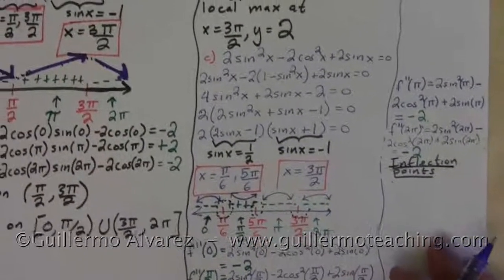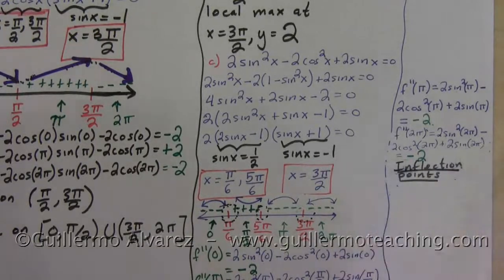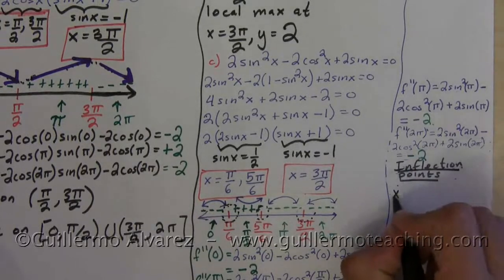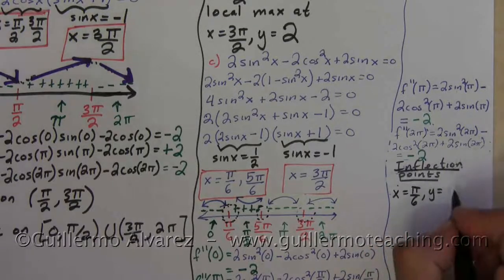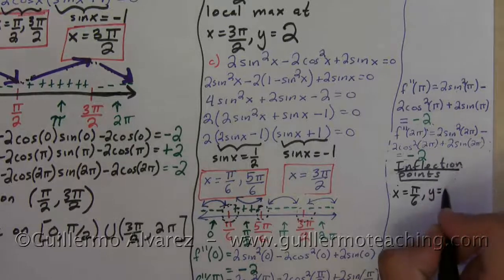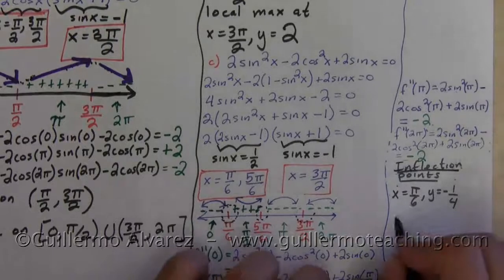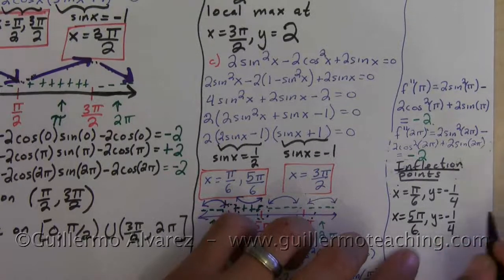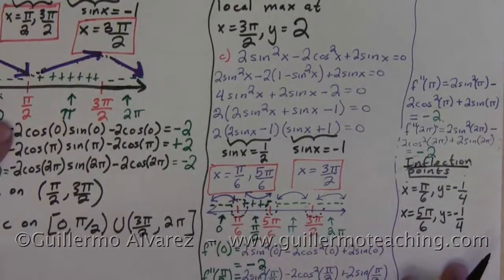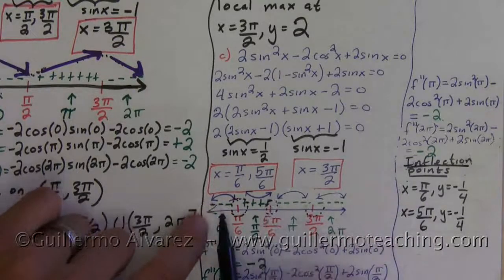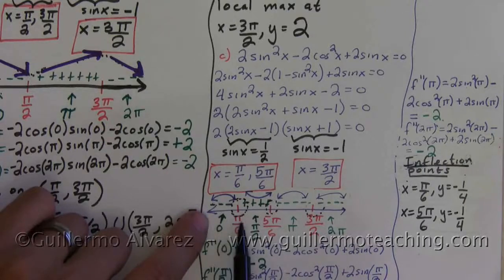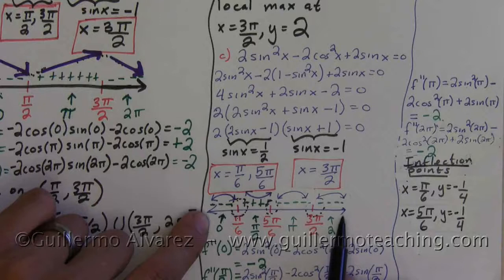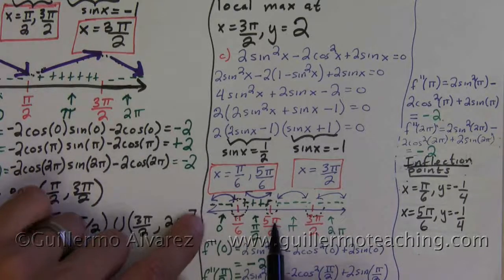Okay, so if we do that, we're going to have two inflection points. When x is equal to pi over 6, y is going to equal negative 1/4. And when x is equal to 5 pi over 6, y is going to equal negative 1/4 again. So those are my two inflection points. And if you look here, I don't have enough room to write it really, but the function is concave down from 0 to pi over 6, from 5 pi over 6 to 3 pi over 2, and from 3 pi over 2 to 2 pi. And it's concave up from pi over 6 to 5 pi over 6. And that's it.